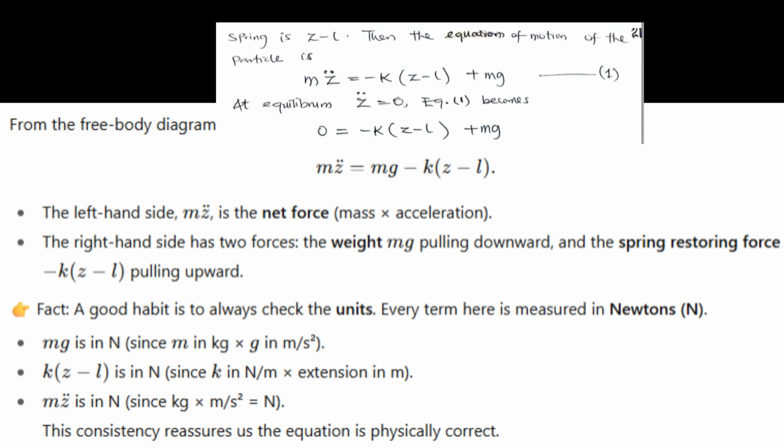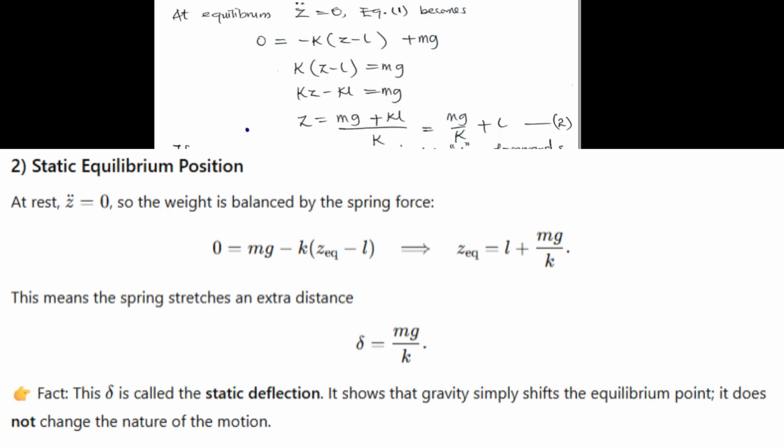Fact: a good habit is to always check the units. Every term here is measured in newtons, N. mg is in N since m is in kg and g in m per second squared. k(z minus L) is in N since k is in N per m and the extension is in m. m z double dot is in N since kg times m per second squared equals N. This consistency reassures us the equation is physically correct.